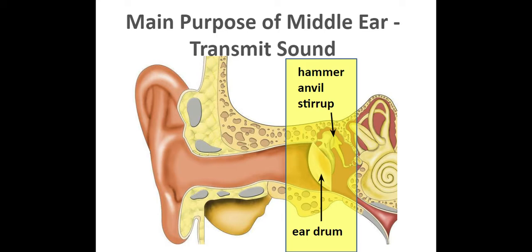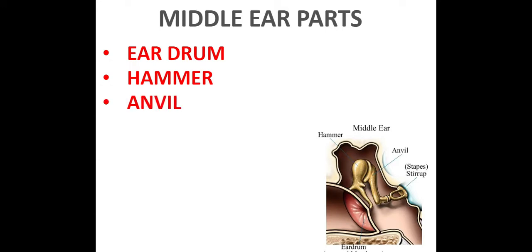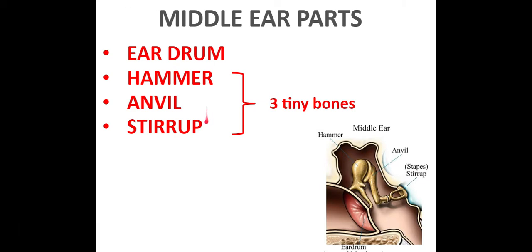The second region is the middle ear. Its job is to transmit sound. The middle ear's purpose is to transmit sound, to move sound from one place to another. There's 4 parts: the eardrum, the hammer, the anvil, the stirrup. Those 3 are tiny bones that are all connected. Sometimes you see them listed all together.